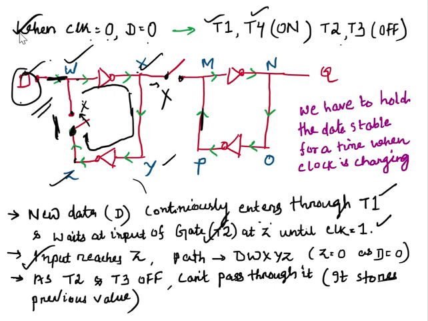And as D equal to 0, definitely Z will also be 0. See here, there is a path here, right? Because this is a closed loop. So whatever data we have at this node initially, that data will remain, it will circulate in this path. So whatever data we had before, that same data will be available here.